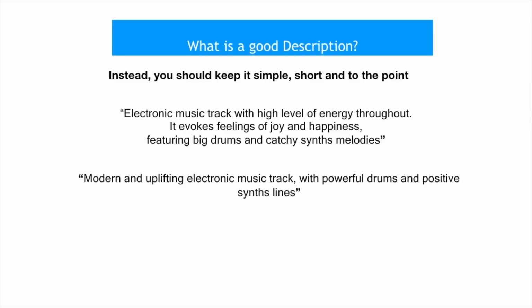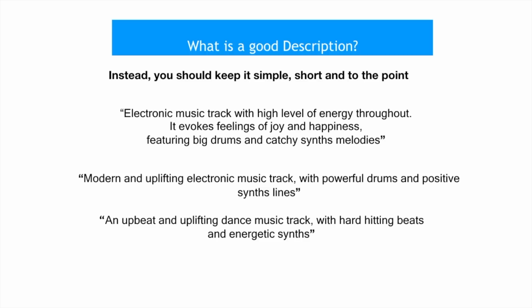Now here's another example of the same music track. "Modern and uplifting electronic music track with powerful drums, positive synth line." This is another example of how you can phrase it, how you can actually describe this particular music track. And here's another example. "An upbeat and uplifting dance music track with hard-hitting beats and energetic synth." These are just 3 examples of a particular electronic music track. Again, I'm using this as an example and as a reference point.